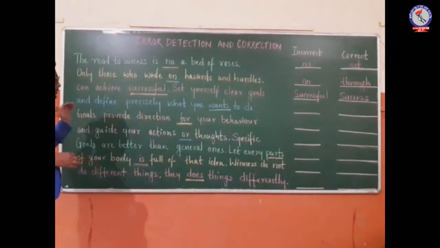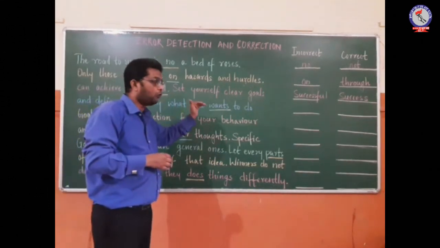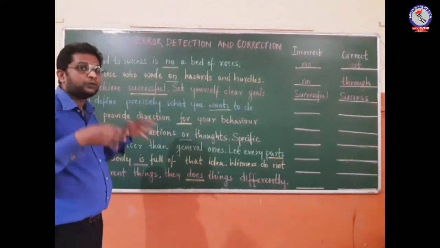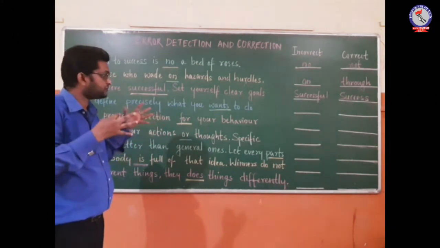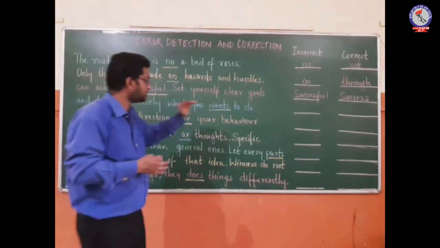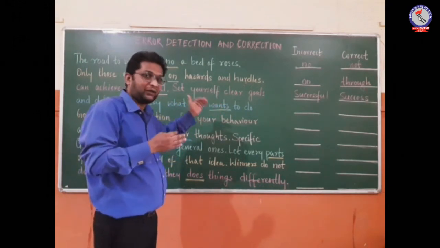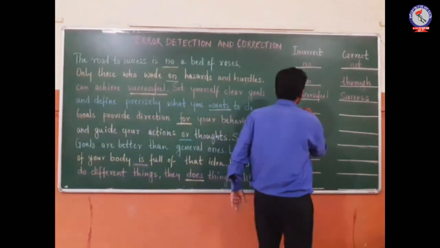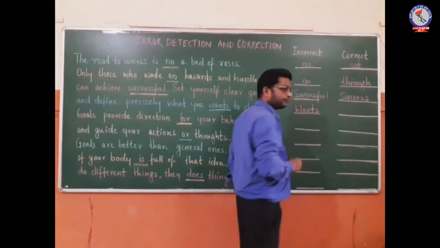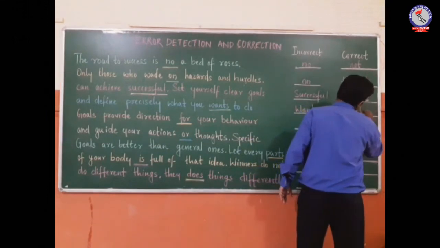Then, and define precisely what you want to do. See here, the subject verb concord. Rule of subject verb concord: you is singular, so the verb will be singular. So this "wants" is incorrect. In the place of "wants", "want" will come. So we will write the incorrect word "wants", and it will be replaced by "want".